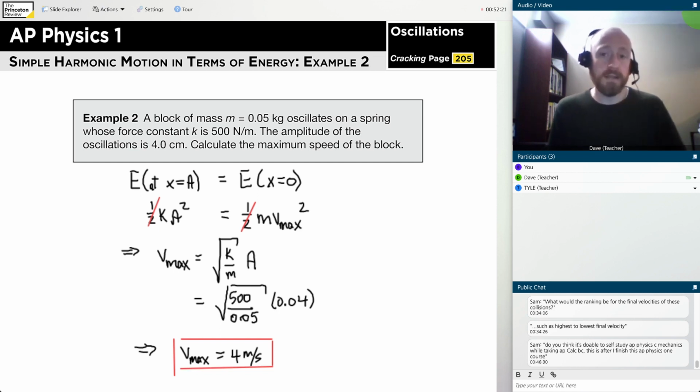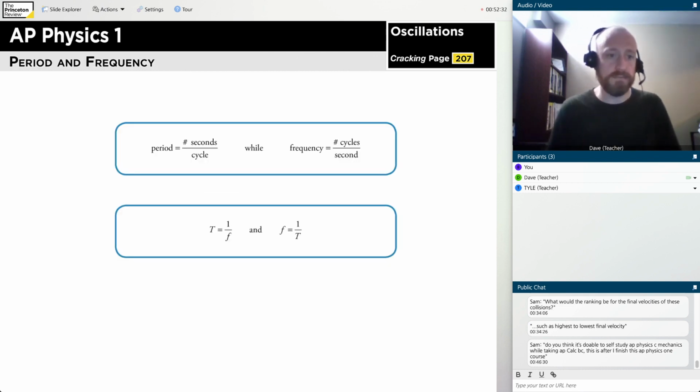So that brings us through thinking about energy for simple harmonic motion systems. But I still haven't defined what period and frequency are. So let's say a few words about those.